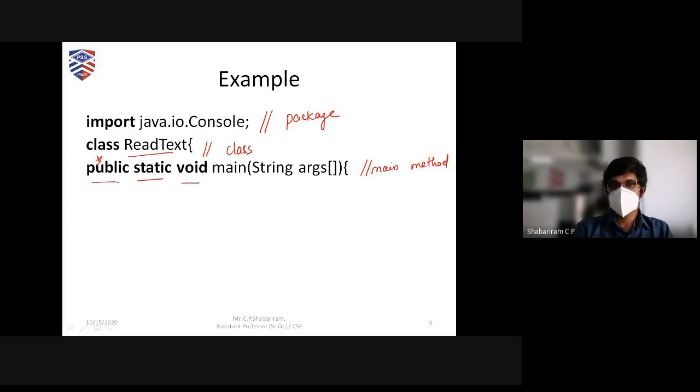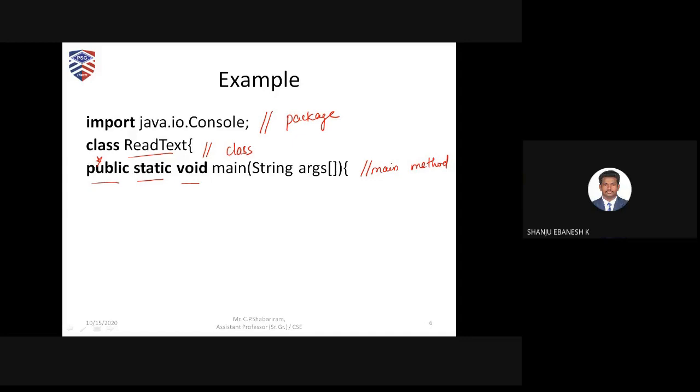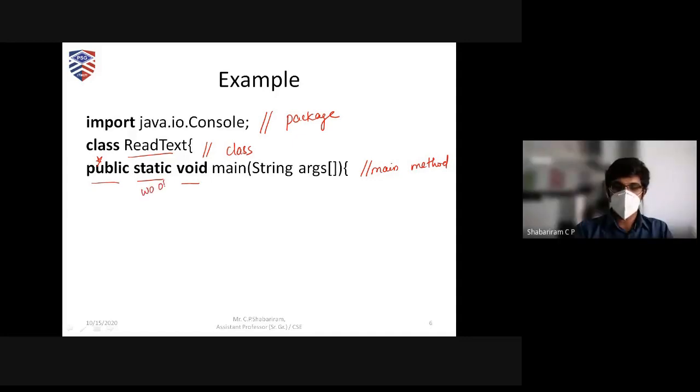So what is the advantage of a static method? No need for object creation. Yes, without an object, we can access the method, right? What about void? It's actually a return type. Here the main method returns nothing, which means there are no values returned from the main method. That's why the return type is mentioned as void, right? It always takes a string array as an argument, right?